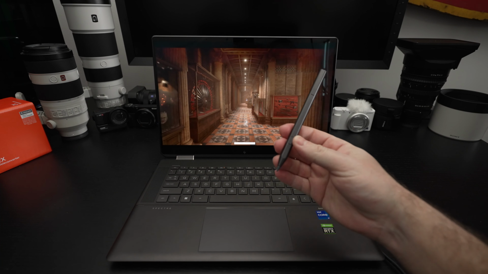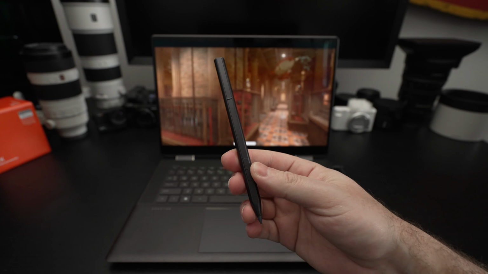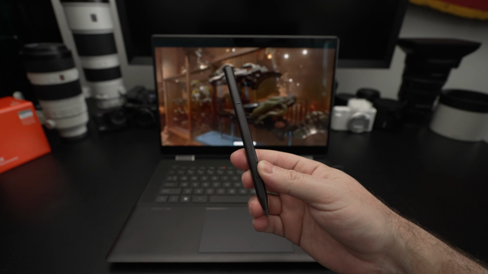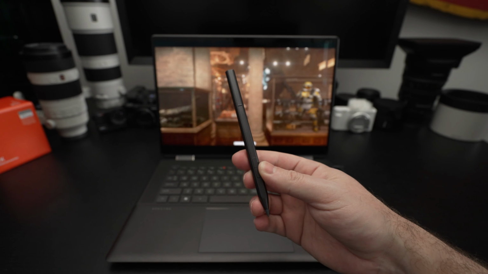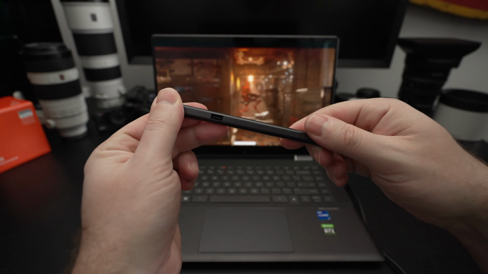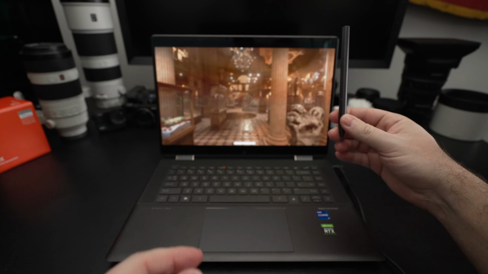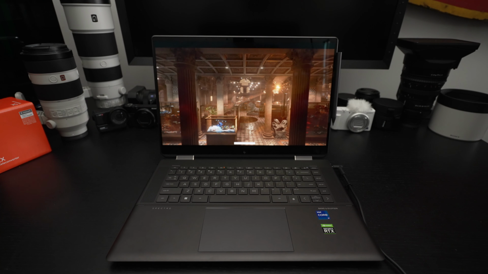And by the way, pen input here is good. It's not amazing, but it's what you expect from a 2-in-1, which is completely serviceable. Note-taking, drawing, I wouldn't say that this is going to be ideal for artists, but I think artists will be happy to use it. It also charges using a Type-C port on board, very solid battery life, and overall, it works well. Again, it magnetically attaches right there.